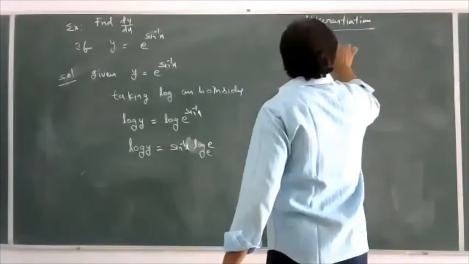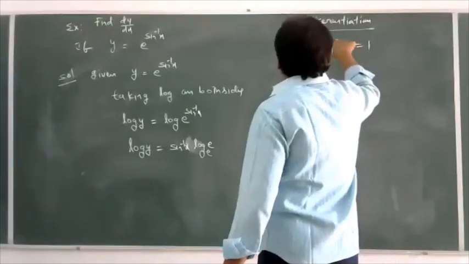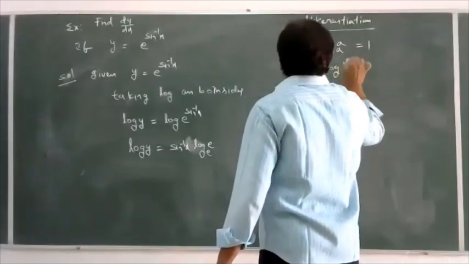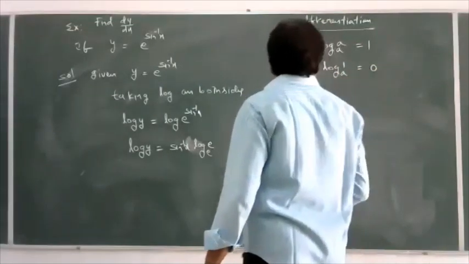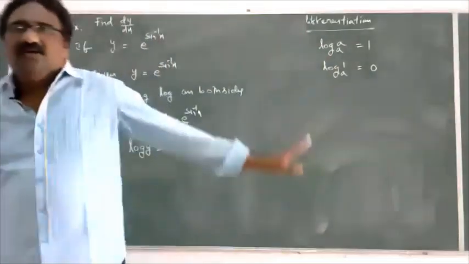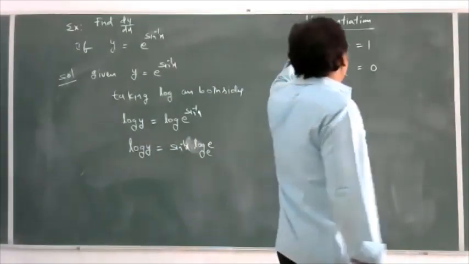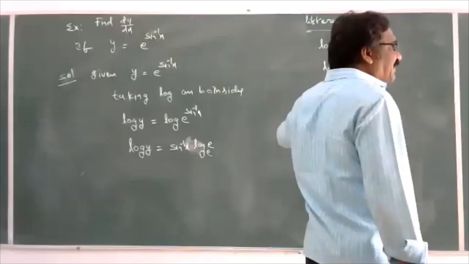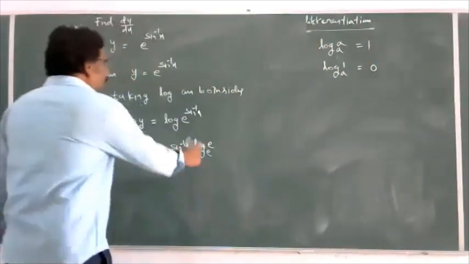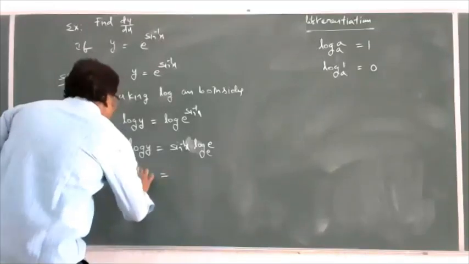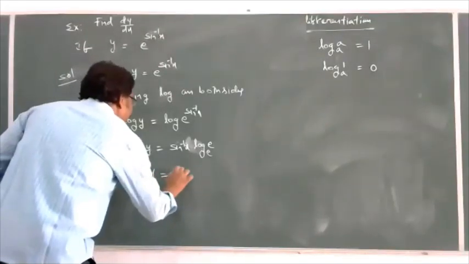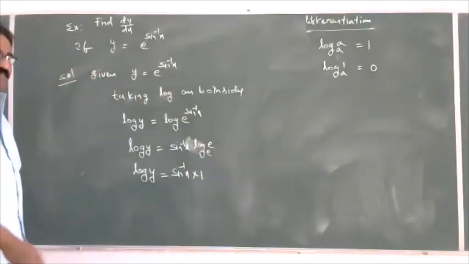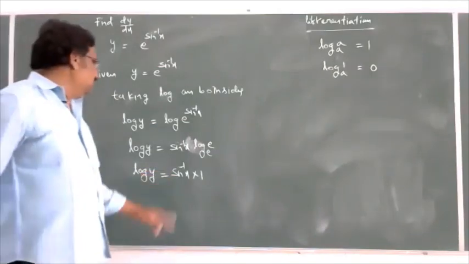Write this formula also: log a to the base a is equal to 1. Logarithm of a number with the same base is 1. Log 1 to any base is equal to 0. Write these two formulas also. Here, log e to the base e is 1. So log y is equal to sin inverse x into log e to the base e, which is 1.